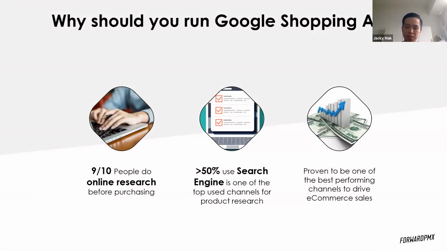So in the section that Edison just shared, you can see that 9 out of 10 people do online research before purchasing, and more than 50% of the people, the figures vary between different countries, use search engines, which is one of the top used channels for product research.